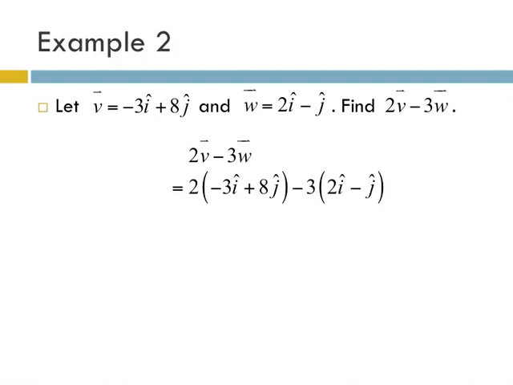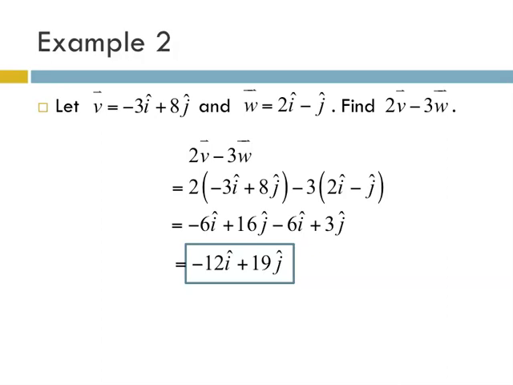So we'll go ahead and distribute that 2. So we'll have -6 i hat plus 16 j hat. And in the second parentheses, we have -6 i hat plus 3 j hat. And then we'll put together the like components. So -6i with -6i and 16j with 3j. So this ends up being -12 i hat plus 19 j hat. And there's nothing else we can do to combine that any further. So that's going to be our answer.